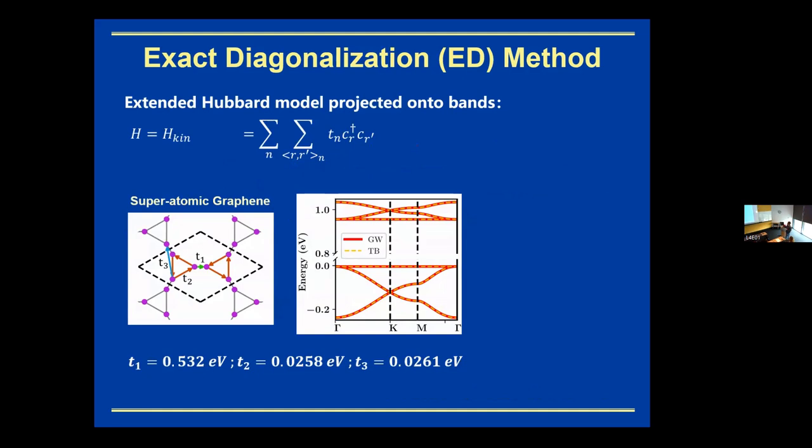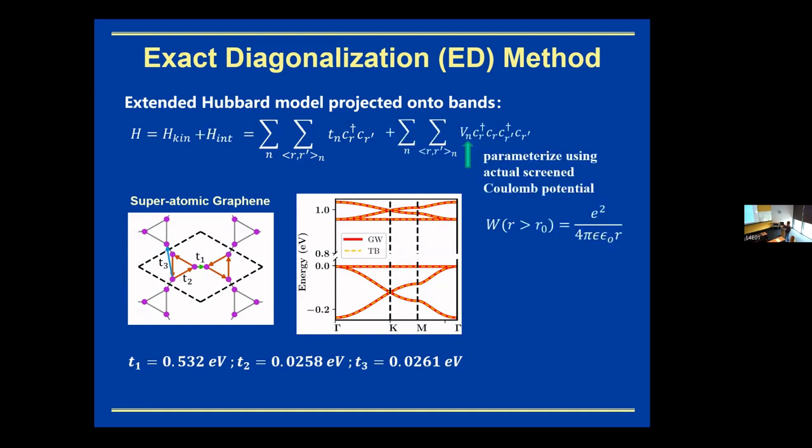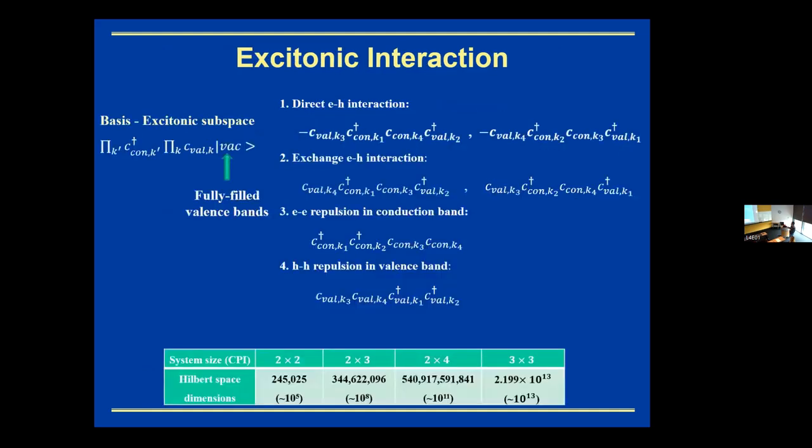So we will switch the method to something called the exact diagonalization method, to exactly diagonalize a tight-binding Hamiltonian with an extended Hubbard model. First, we will consider the single-particle band structure, described by a single-particle Hamiltonian, and then we fit these hopping coefficients to the band structure. By fitting this, you can see the tight-binding dashed line agrees perfectly with the red solid line obtained from GW calculation. Then we will consider the Hubbard term with interaction terms, which we parameterize using the screened Coulomb potential. And then we fit these by calculating the single-exciton properties.